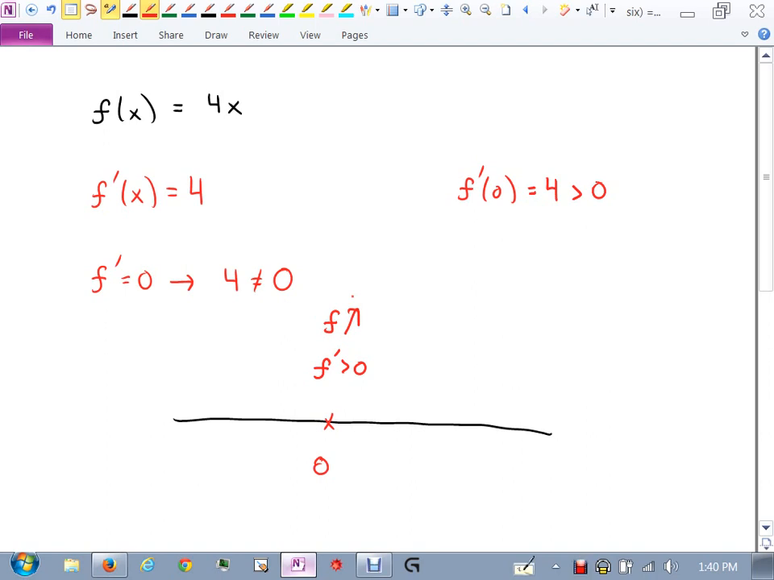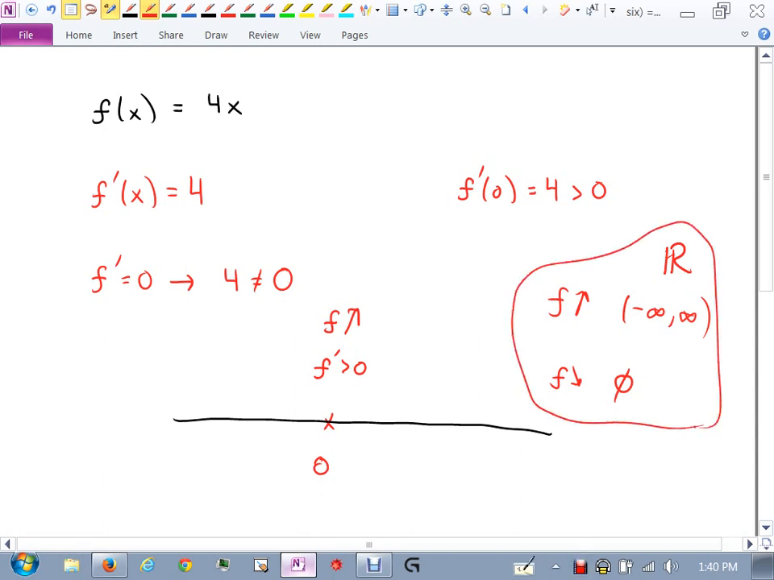Yes? Empty set, yeah. F would be increasing on negative infinity to infinity. F would be decreasing on the empty set. Yes, I would accept that also, instead of negative infinity to infinity. No local max, no local min, right? No local max, no local min. Okay, let's look at this.